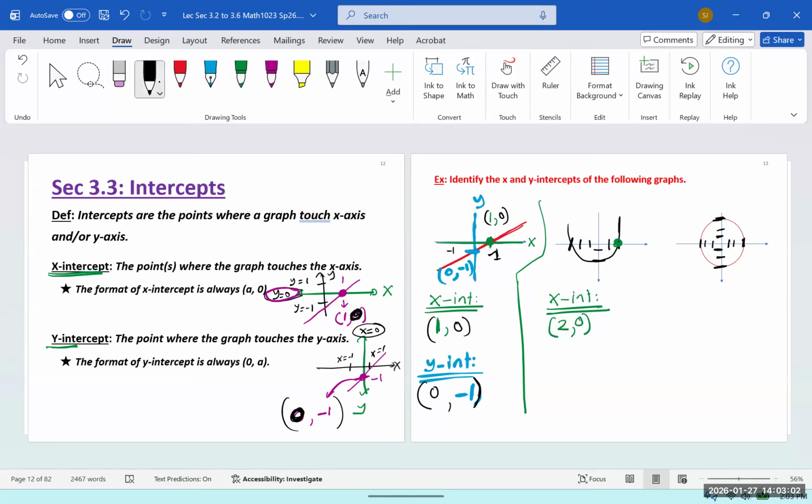This is your graph. Are you crossing the x-axis only once? How many times are you crossing the x-axis? Twice. So you gave me one of them, the right one. What's the left one? -3. Good job. -3, the x, and what's the y? 0. Perfect. See, you got it.